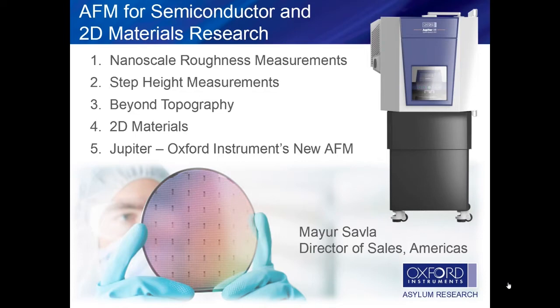I'm going to talk today about AFM, specifically applications of AFM for semiconductor and 2D materials research. And I'm going to break my talk down into five smaller topics. We will talk about applications of AFM for roughness measurements. We will talk about step height measurements. We will talk about what are the other types of measurements you can do with AFM that go beyond surface topography. We will talk about applications of AFM for 2D materials research.